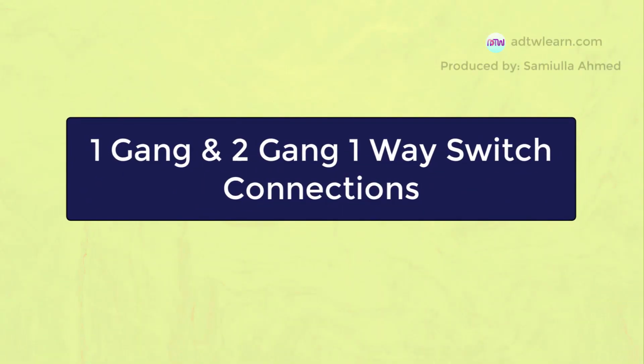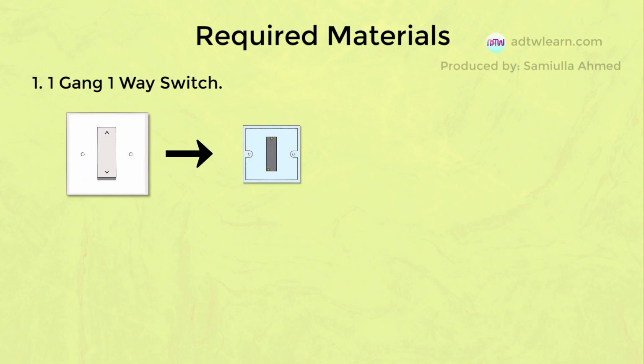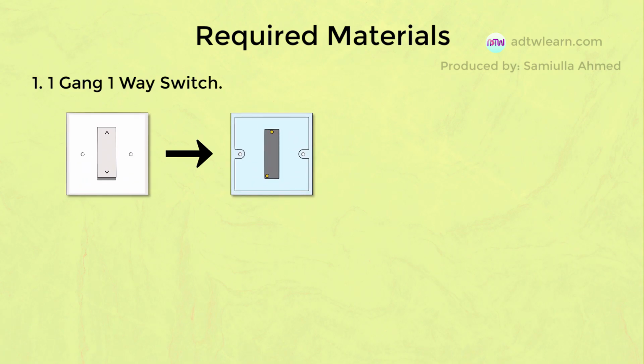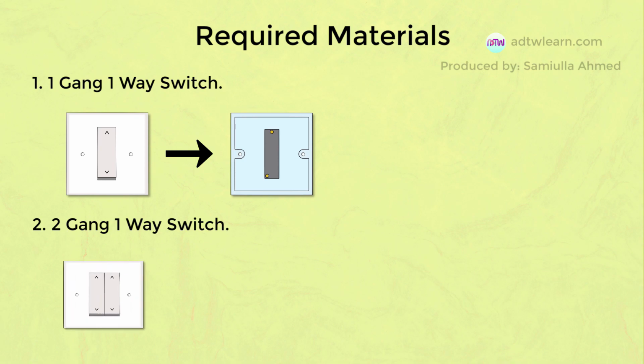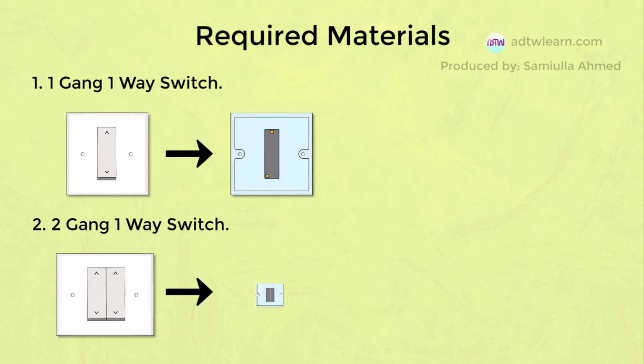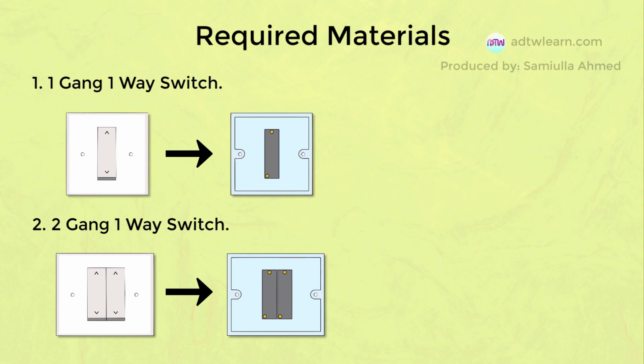One gang and two gang one-way switch connection. Required materials. For this connection, we need a one-way switch. This is the front side, and this is the back side of the switch. Two gang one-way switch. This is the front side, and this is the back side. Apart from this, we need a bulb and a bulb holder.